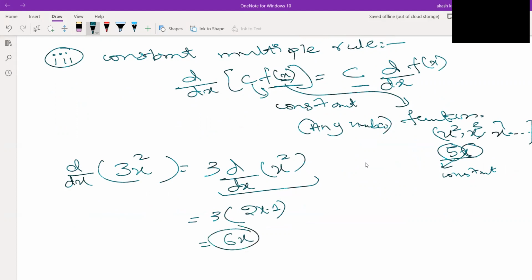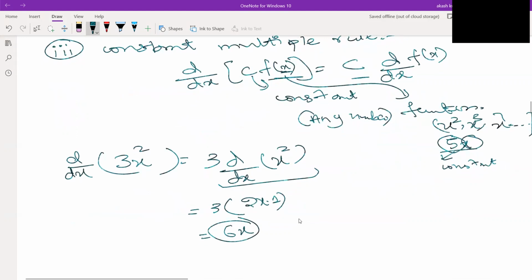Okay, understood. So this is the derivative of the function, d over dx of 3x squared. This was the function here, and the answer is 6x. Yes, the derivative of 3x squared is 6x. And then what's the question here? The question will ask you to find the derivative of 3x squared. Find the derivative of this function. So it will be like this.